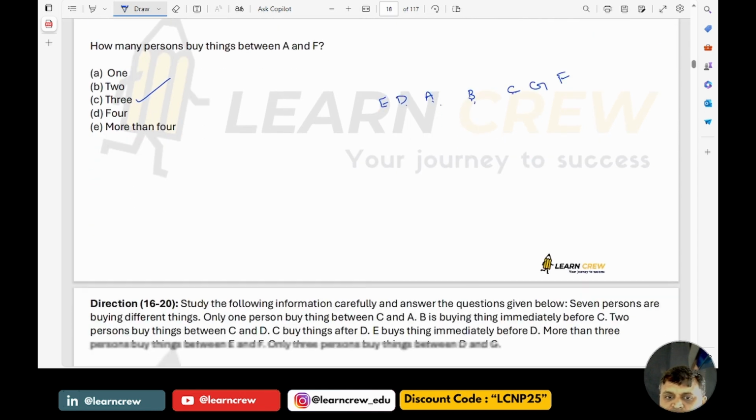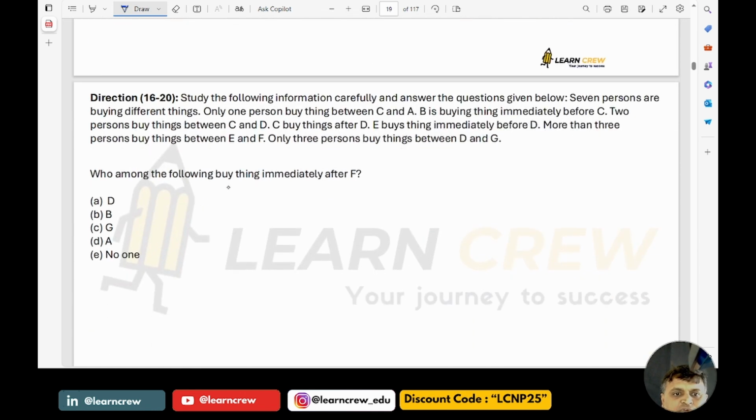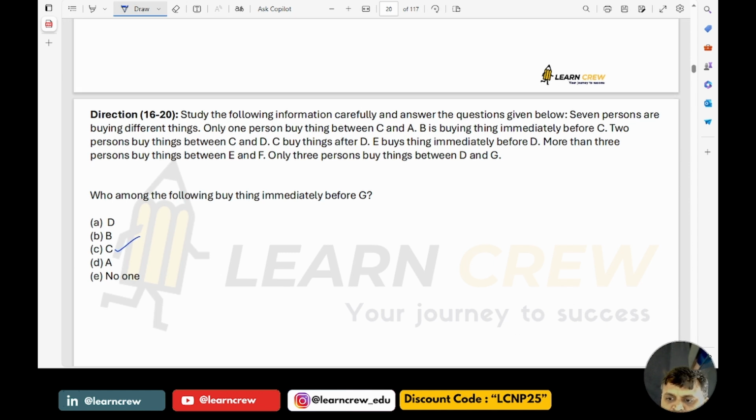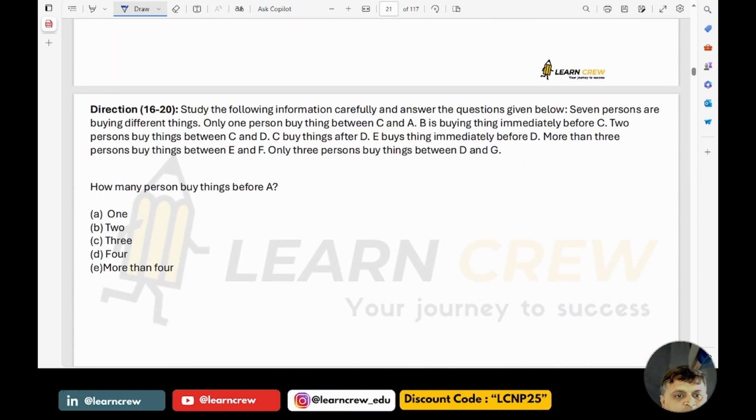Next, 17th one. Who among the following buys things immediately after F? Immediately after, there is no one because F is last. Who among the following buys things immediately before G? Immediately before G it is C. Next, how many persons buy things before A? Before A you have D and E. It is 2.